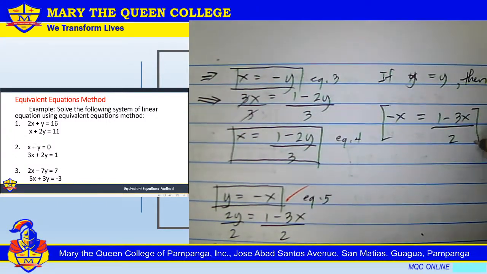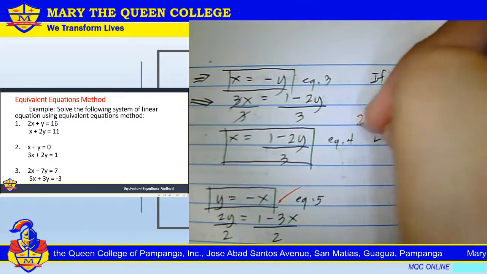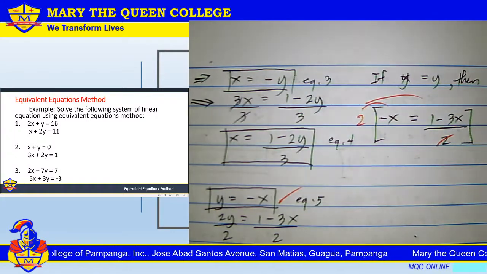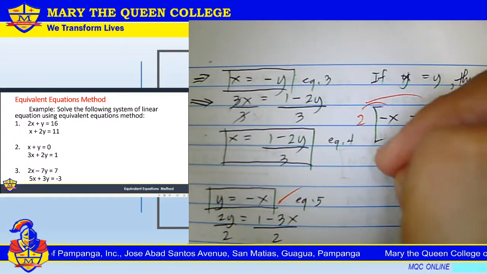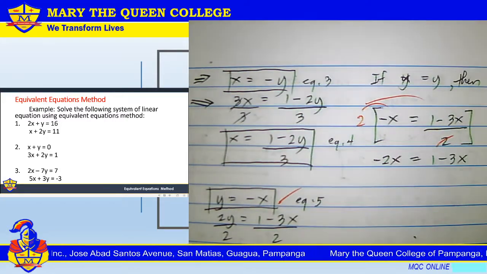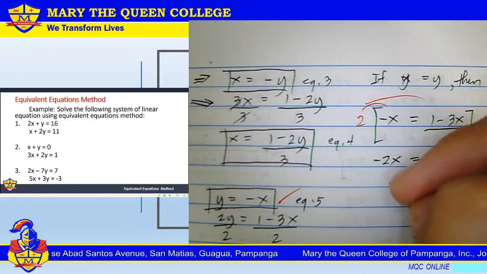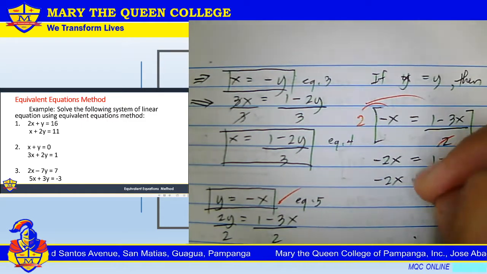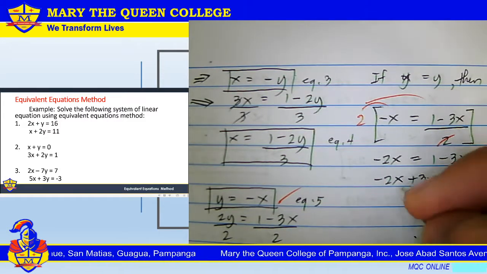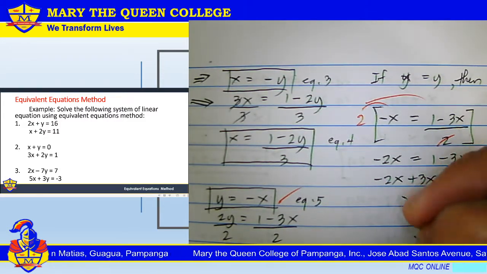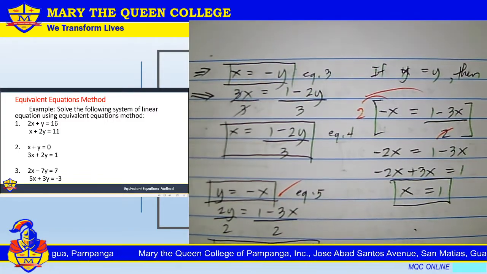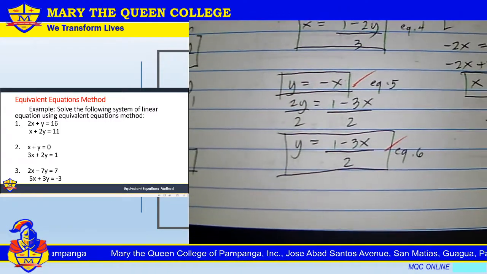So, multiply natin to, yung whole equation by positive 2 para makancel po yun. Then, distribute lang. Okay? So, 2 times negative x, that is negative 2x, is equal to 1 minus 3x. Tapos, transpose negative 2x plus 3x is equals to 1. So, sakto. Negative 2x plus 3x, that is 1x or simply x is equals to 1. Ayan. So, meron na tayong value for x and y.